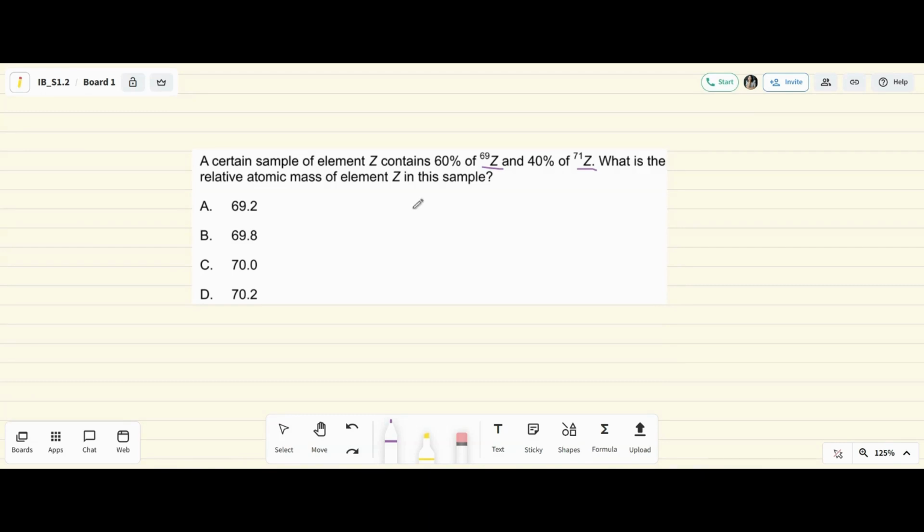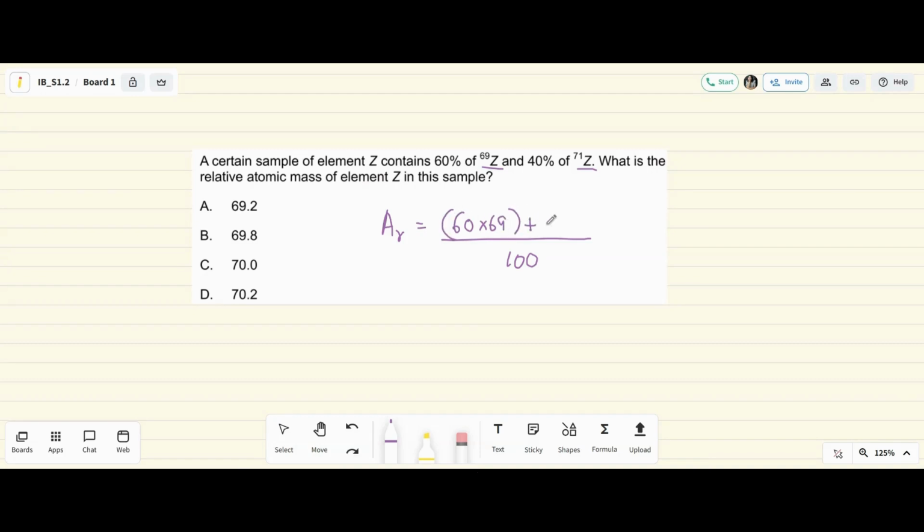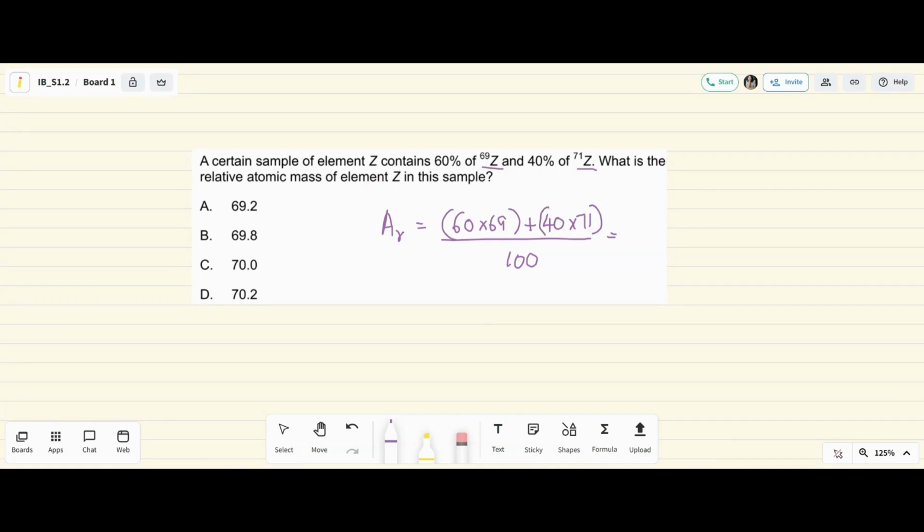Relative atomic mass would be, in 100 atoms of Z, 60 atoms of Z would have a mass of 69, and 40 atoms would have a mass of 71. That comes to 69.8. Choice B.